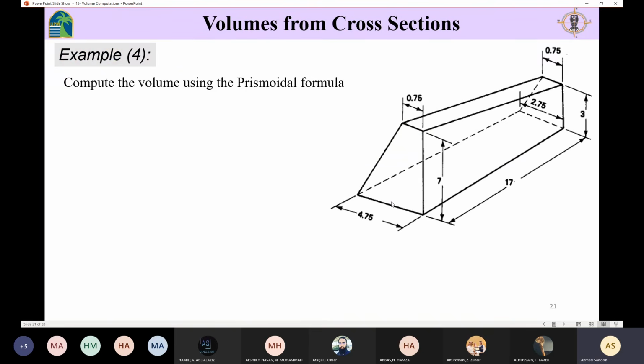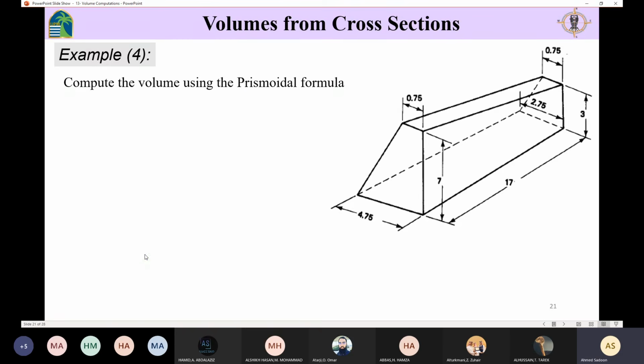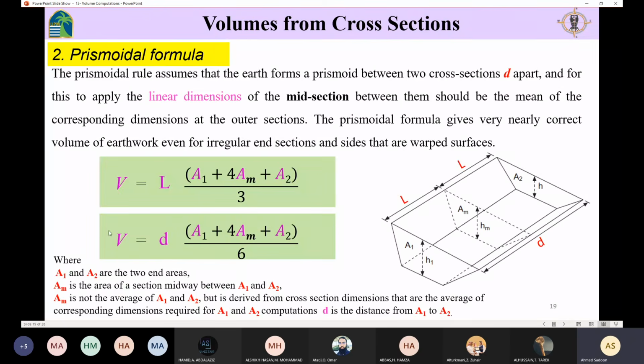So here we have an example. In this example, we need to compute the volume using the Prismoidal formula. Here we have the end areas, the first end area and the last end area, and we need to determine the volume using the Prismoidal formula. So we're going to use this formula here.